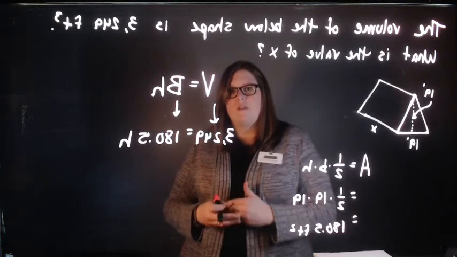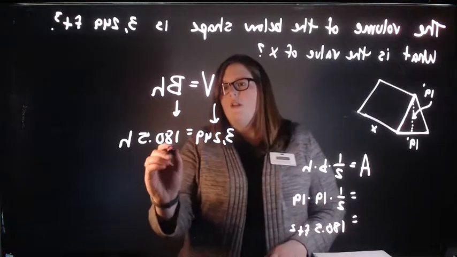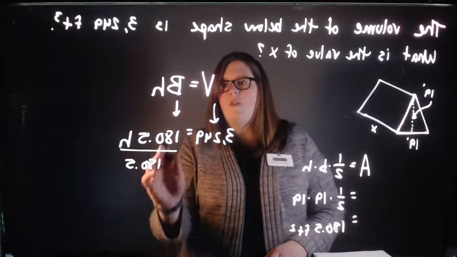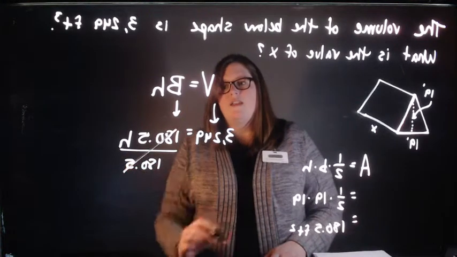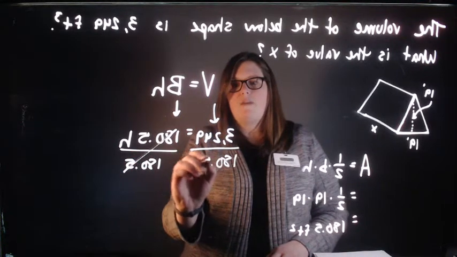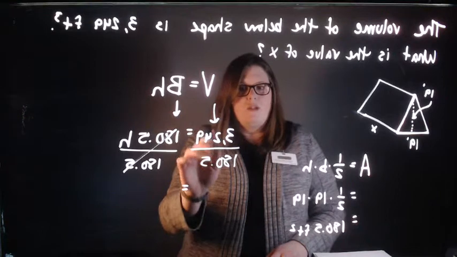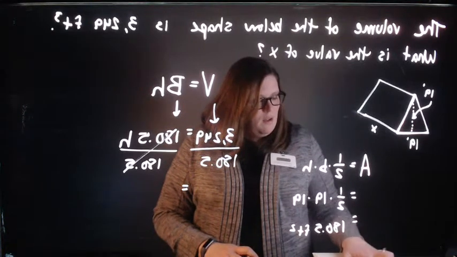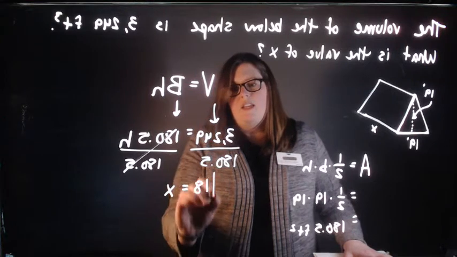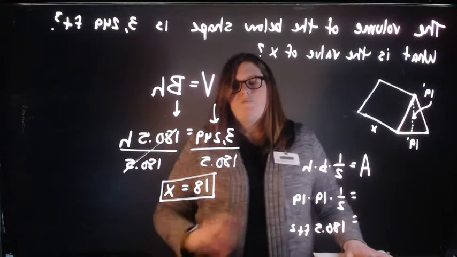So the inverse operation of multiplication is division. So we are going to divide by 180.5, and what that allows us to do then is cancel that, and this leaves us with h. So we're going to divide this side with 180.5. And if we compute that on our calculator, we end up getting 18 equals x. 18 is our height of this right prism.